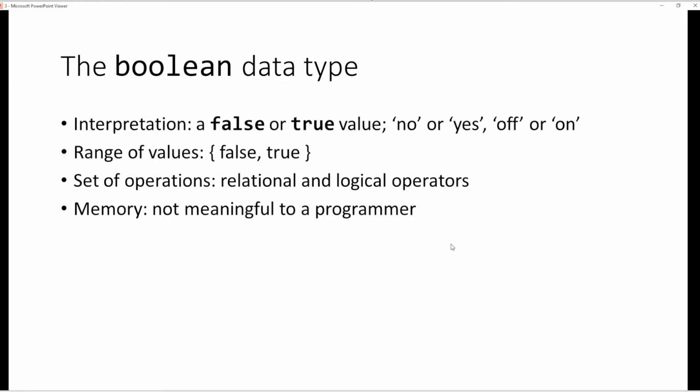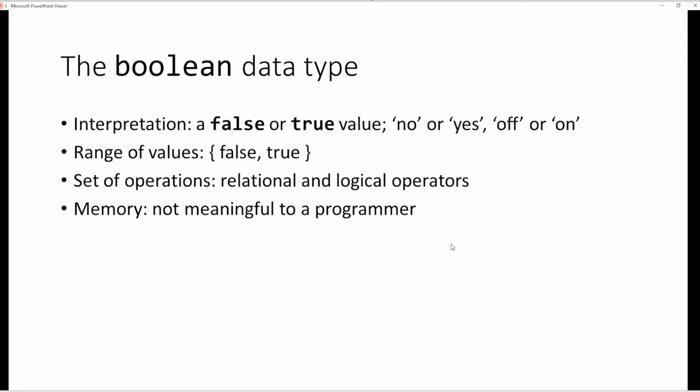The Boolean data type has these characteristics. The interpretation is false or true. There are two literals defined in the Java language, false and true, that represent those values. Consider them to mean no or yes, off, on, false, true. The range of values is very narrow. It's those two literals, false, true.